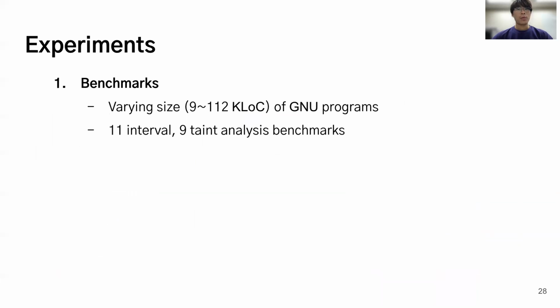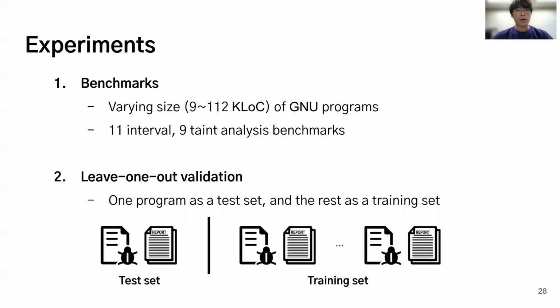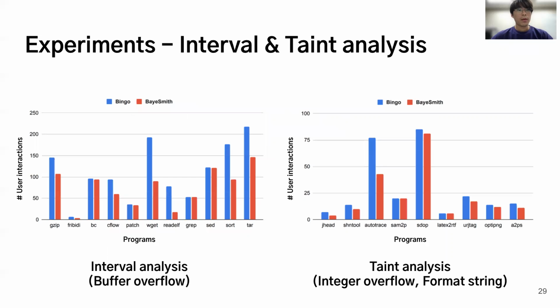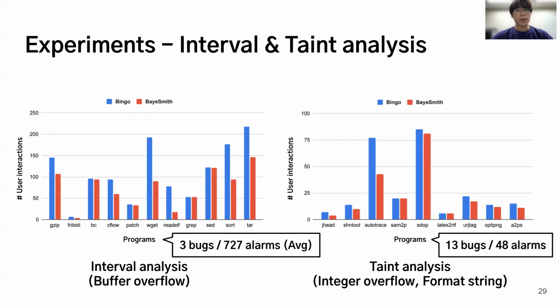We evaluated the learning framework with the following experiments. The benchmark consists of varying size of GNU software packages. We learned the model per analysis, where 11 programs for interval and 9 for taint analysis. For each program, we learned and validated the model according to the leave-one-out setting. That is, one program as a test set and the rest for the training set. Here's a result for the experiments. The benchmarks consists of programs that have much more alarms than the bugs. For example, in the interval analysis, there are 3 bugs among 700 alarms in average.